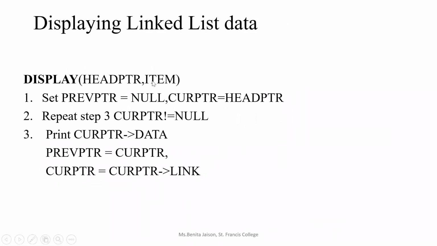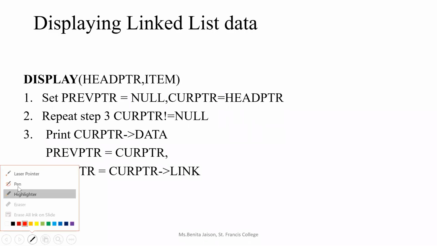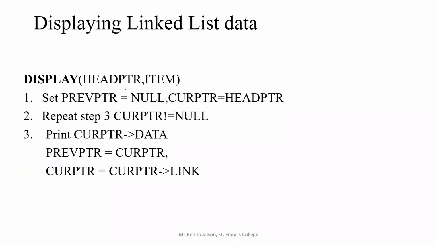And again, for the display, which is the fourth option, we will be initializing the previous pointer and the current pointer. Previous pointer always is initialized to null. Understood? It is very easy to remember. In all the programs and algorithms, I have initialized it to null. Current pointer is initialized to head pointer, and the usual step, repeat while current pointer is not equal to null.